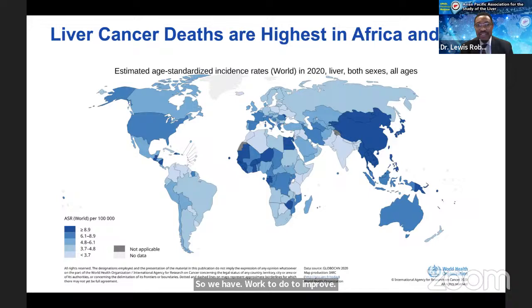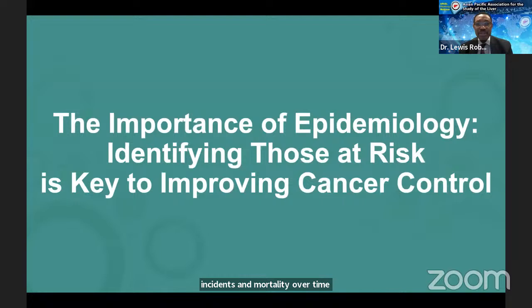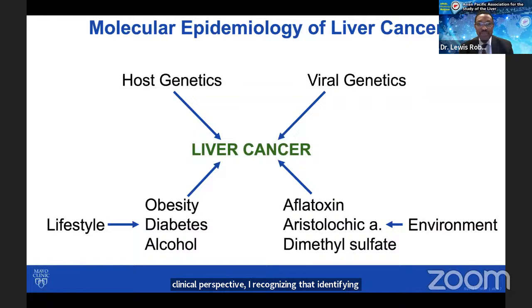If we look at liver cancer deaths globally, we can see that most of the deaths are in Asia Pacific and in sub-Saharan Africa. But I think it's important to note that in North America, for example, in the United States, we have intermediate incidence and deaths across the country, but we actually have individual states that, if they were a country by themselves, would be a high incidence country for hepatocellular carcinoma. So in the United States, hepatocellular carcinoma is actually one of the few cancers for which we are seeing increasing incidence and mortality over time. So the importance of epidemiology is really, from a clinical perspective, recognizing that identifying those at risk is key to improving cancer control.